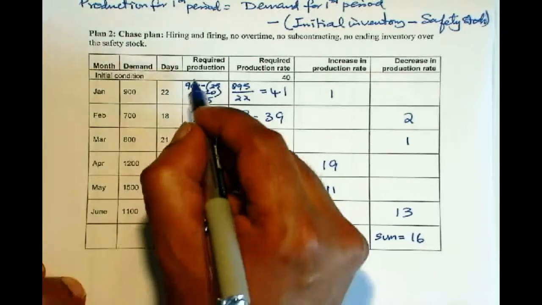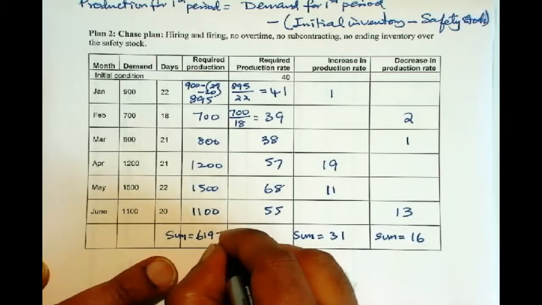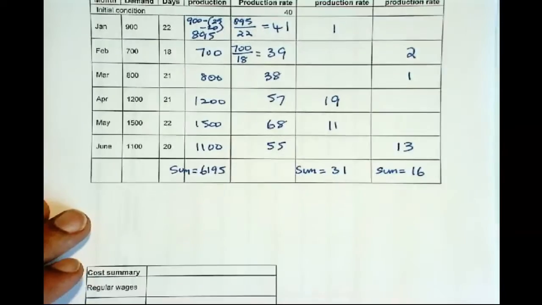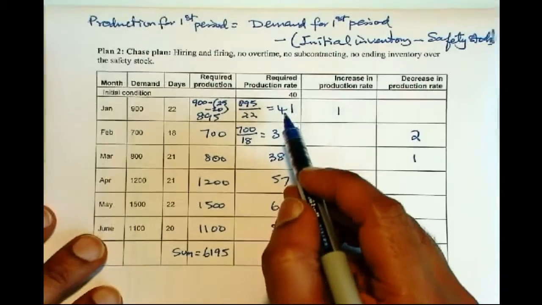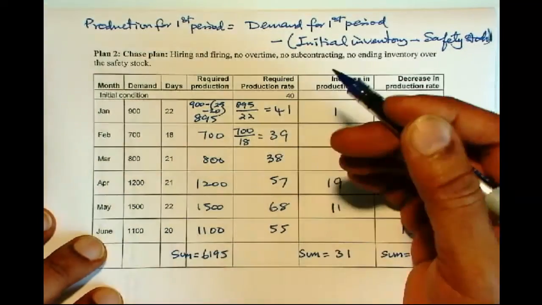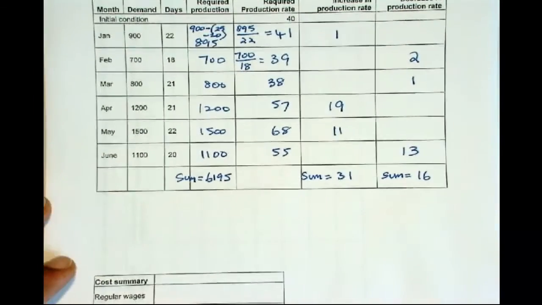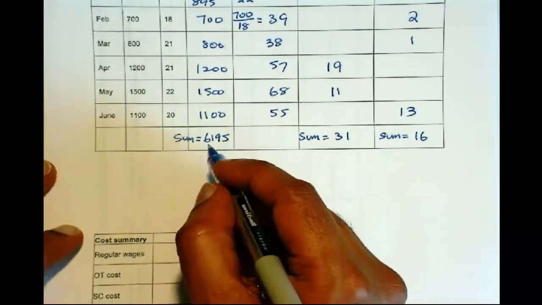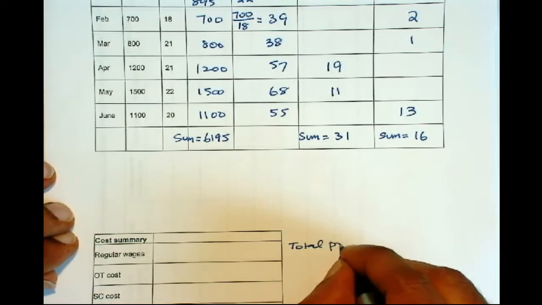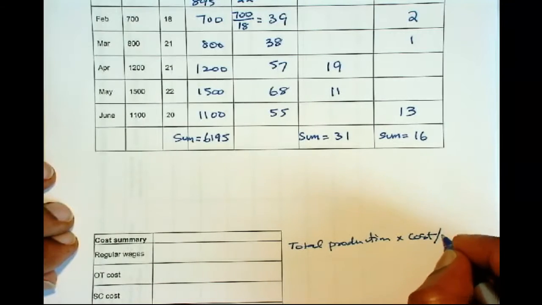Now the total production here is 6195. Now we'll compute the costs. Here you could look at the number of workers needed for each production rate in the different months and then compute the wages in that fashion. But we will use a quicker method, and that is we will simply take the total production units times cost per unit.